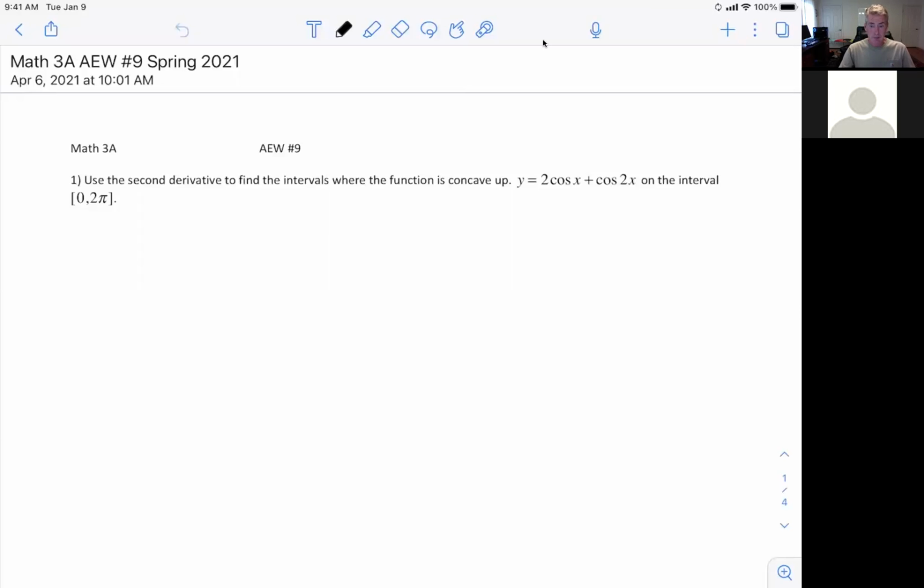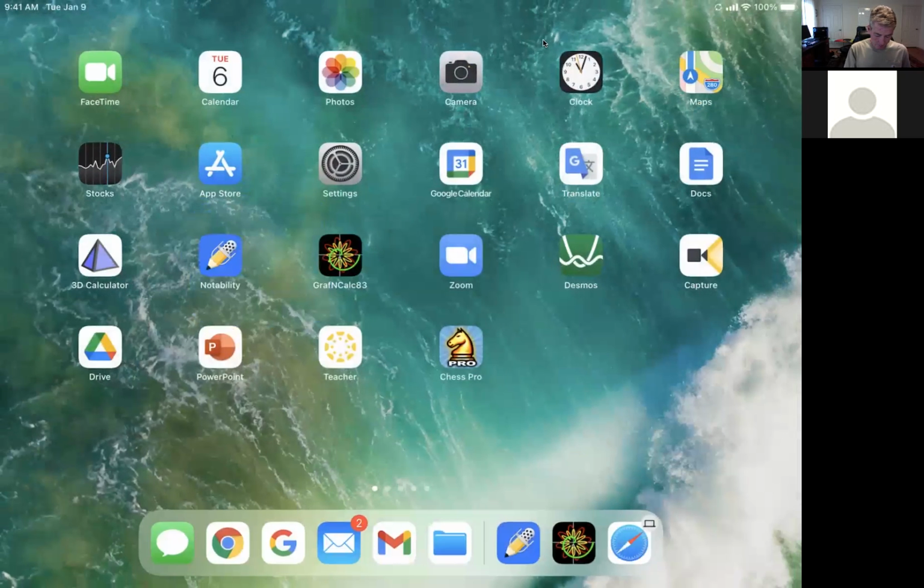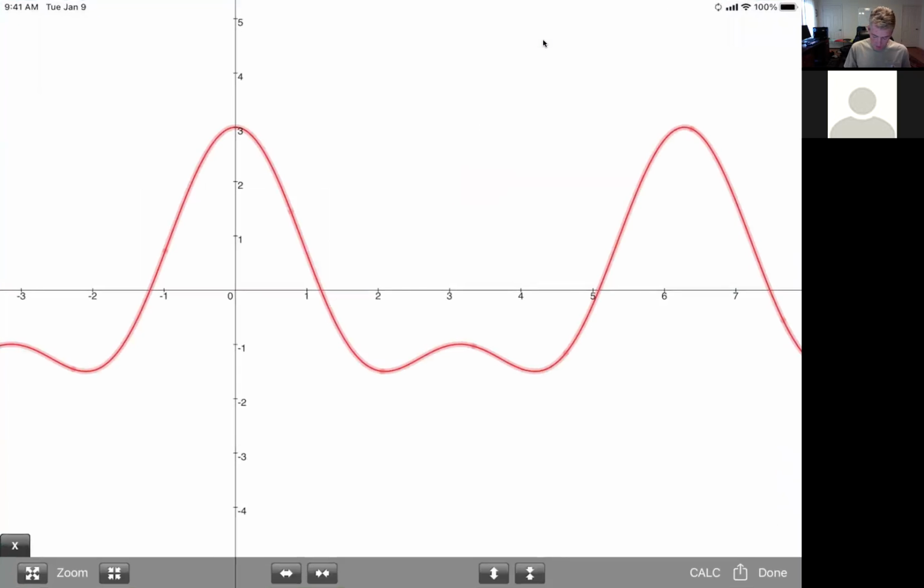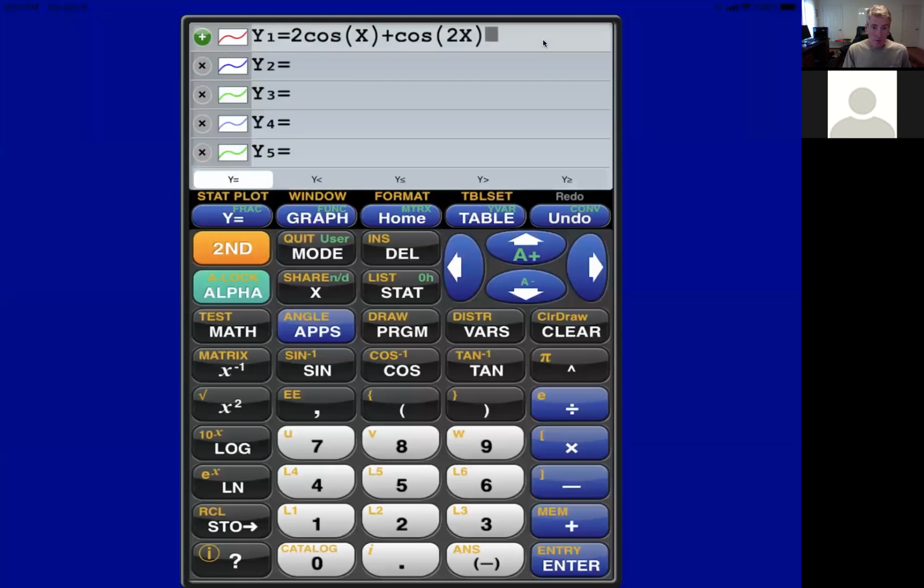All right, AEW number 9. Find out where the function is concave up, and that means that the second derivative is positive. I already graphed it. Let me double check. Y is equal to 2 cosine x plus cosine of 2x, and it's in radians.